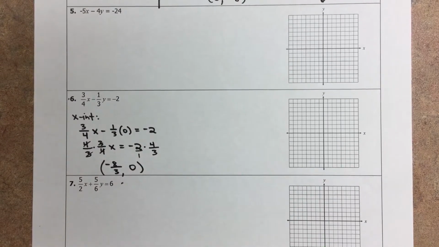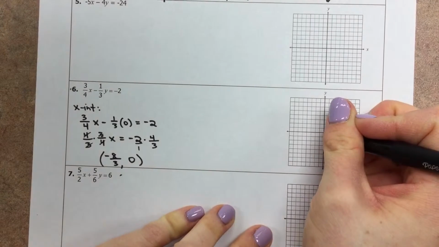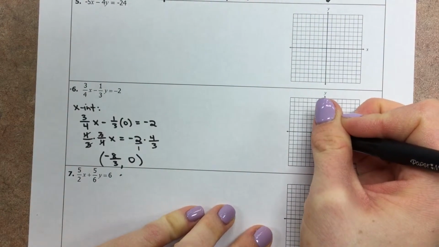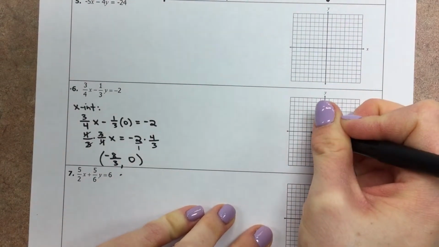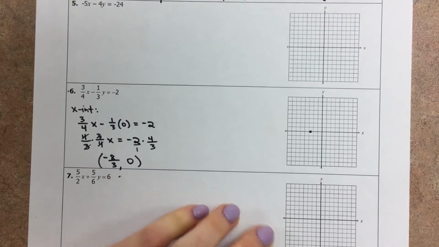So if it helps you to think of it as a decimal, -8/3 is -2 2/3. So I can go -1, -2, and 2/3. You know, just kind of give a good decimal approximation of where that would be.